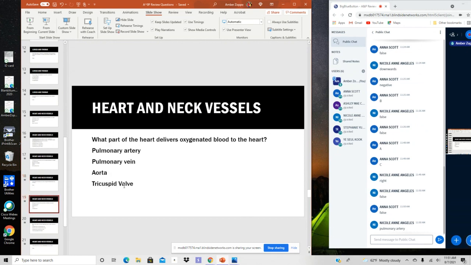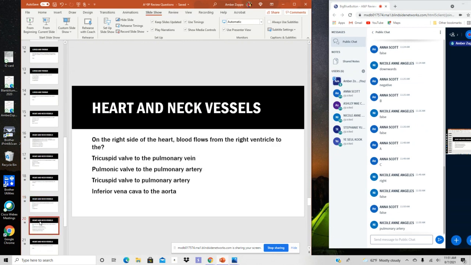What part of the heart delivers oxygenated blood to the heart? Pulmonary artery, right? We just went over this. The pulmonary artery delivers oxygenated blood back to the heart. On the right side of the heart, blood flows from the right ventricle to the blank. A, B, C, or D?